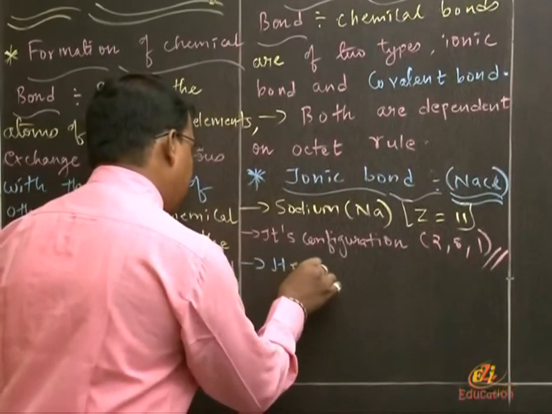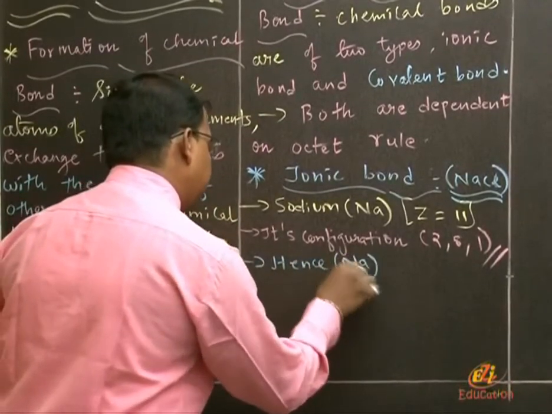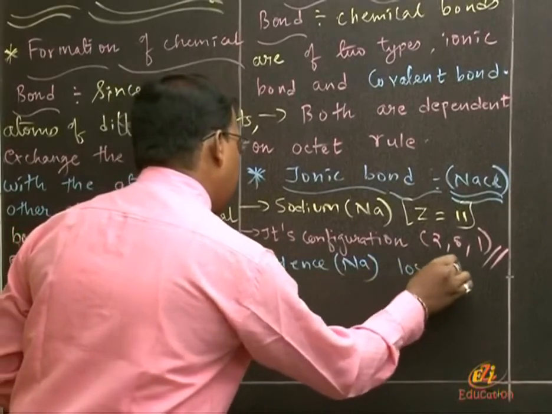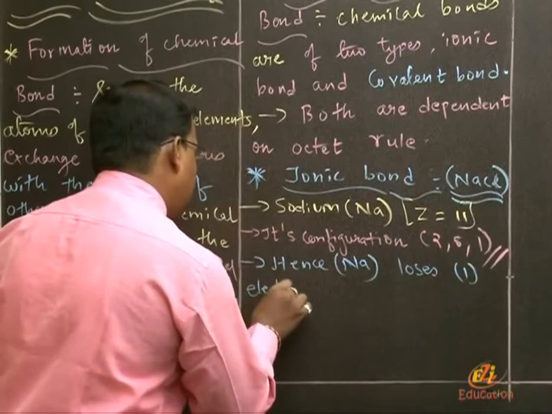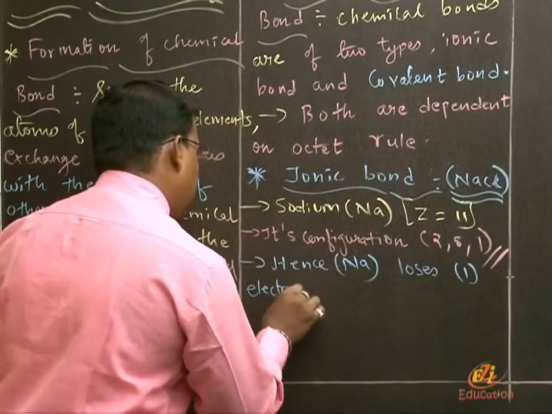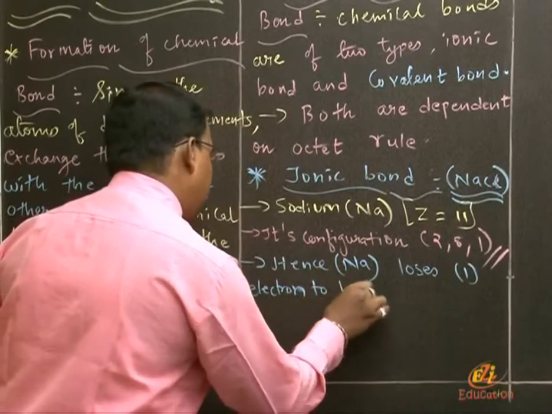Hence, Na loses 1 electron to become stable.